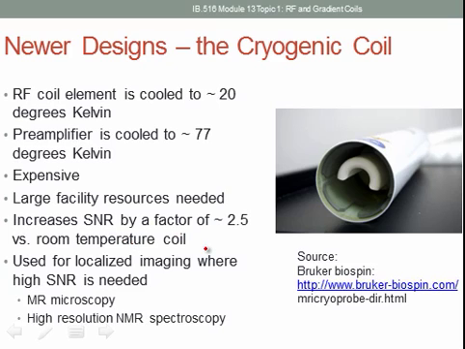So the main applications are right now for MR microscopy in small animals. So if you want to look at, again, the brain of a mouse is a good example. If you want to look at the brain of a mouse with very high resolution, around 20 micrometers isotropic, so 20 by 20 by 20 micrometers, you can do that with this kind of coil. Also for high resolution NMR spectroscopy.